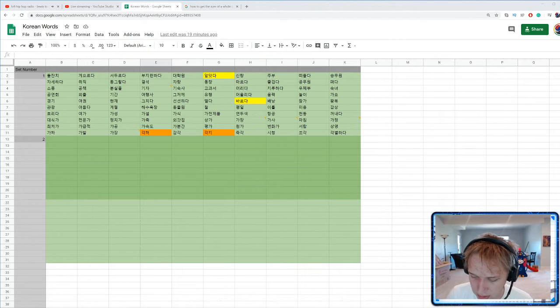가성, a falsetto, okay. Yoga, free time, spare time, okay. 공책, notebook. 분실물, a lost article. 최저가. Lowest price. 펴다, to open. 마침. Eventually. Fortunately. Opportunity, okay.